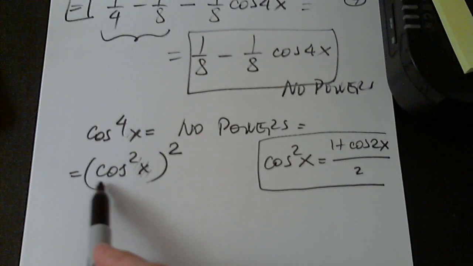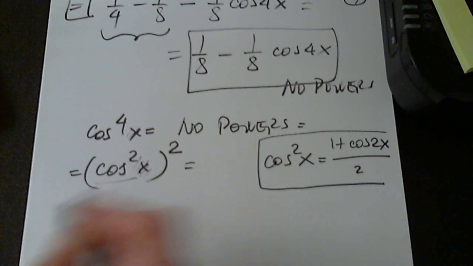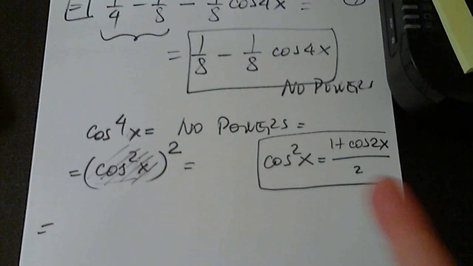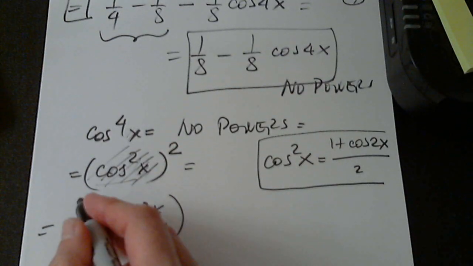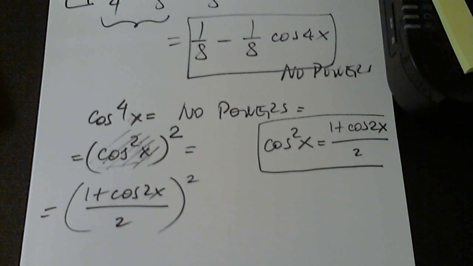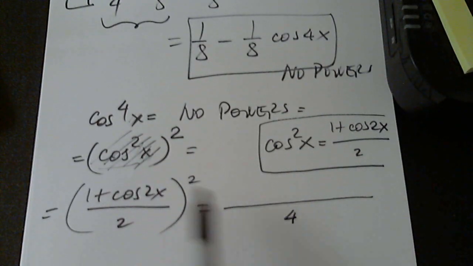Okay, and I have a formula for this, an identity. Here it is. So I'm going to replace all this by that: 1 plus cosine 2x divided by 2, everything squared. I will square the easy part, which is the denominator. Can anyone square the difficult part, which is the numerator? Please square the numerator and tell me how many terms you get.